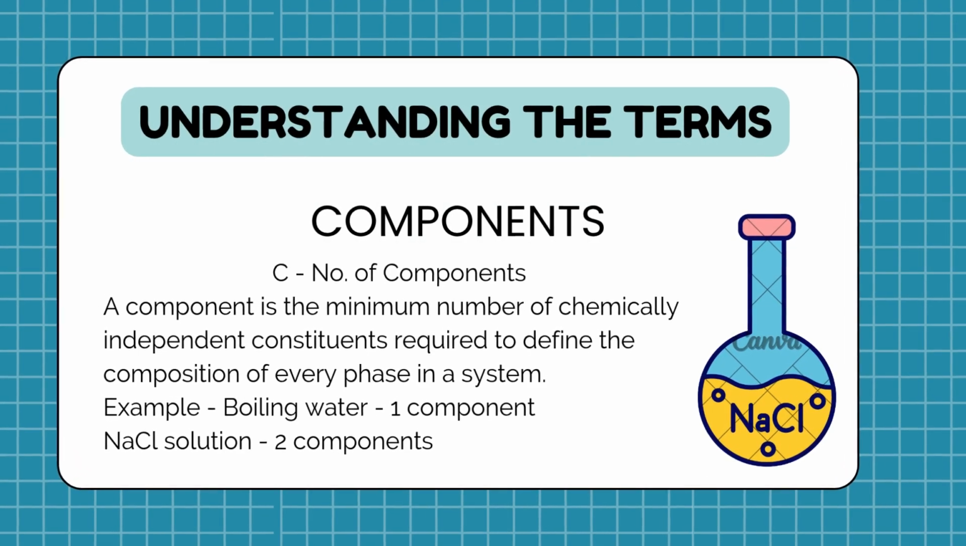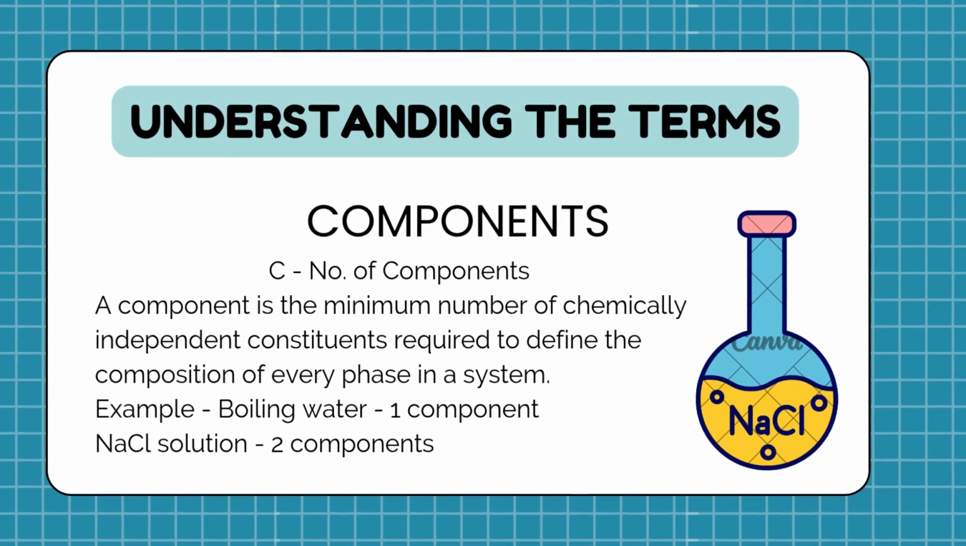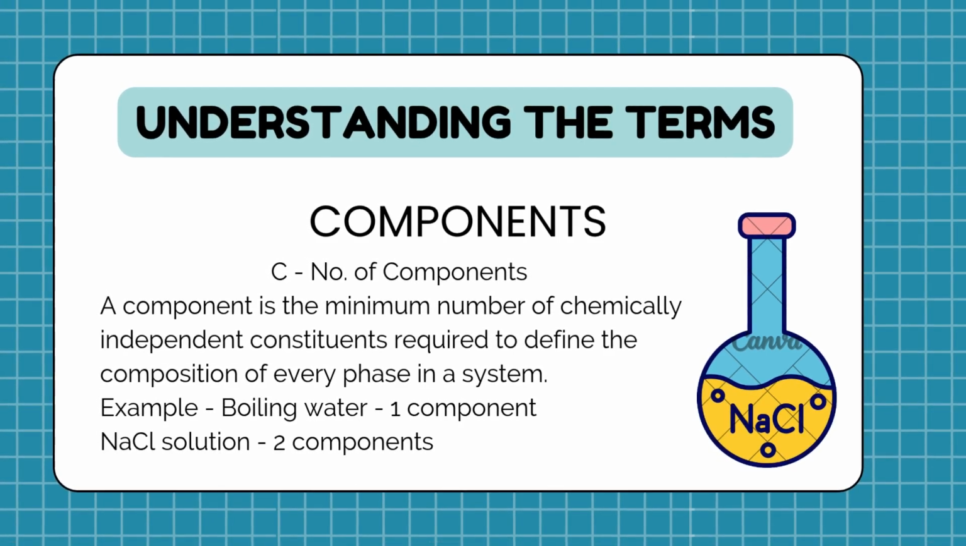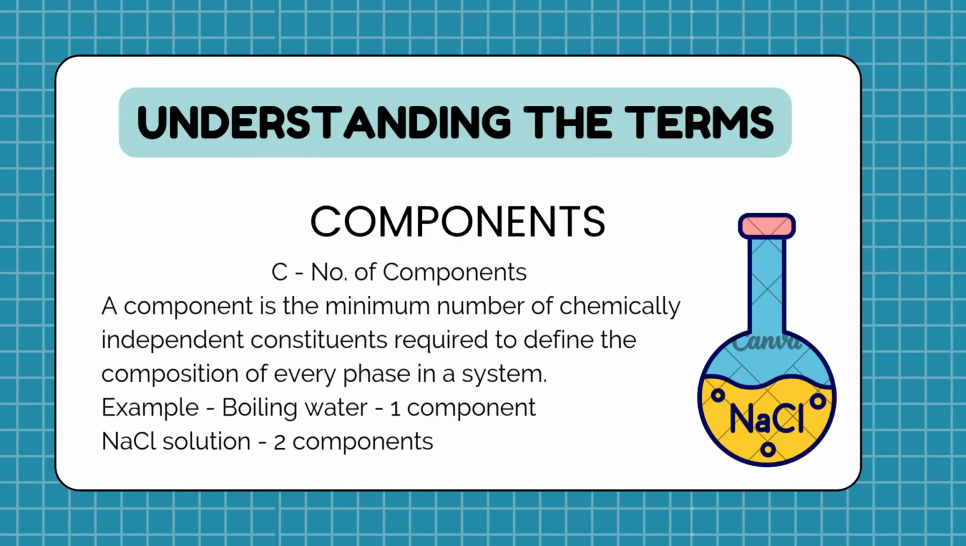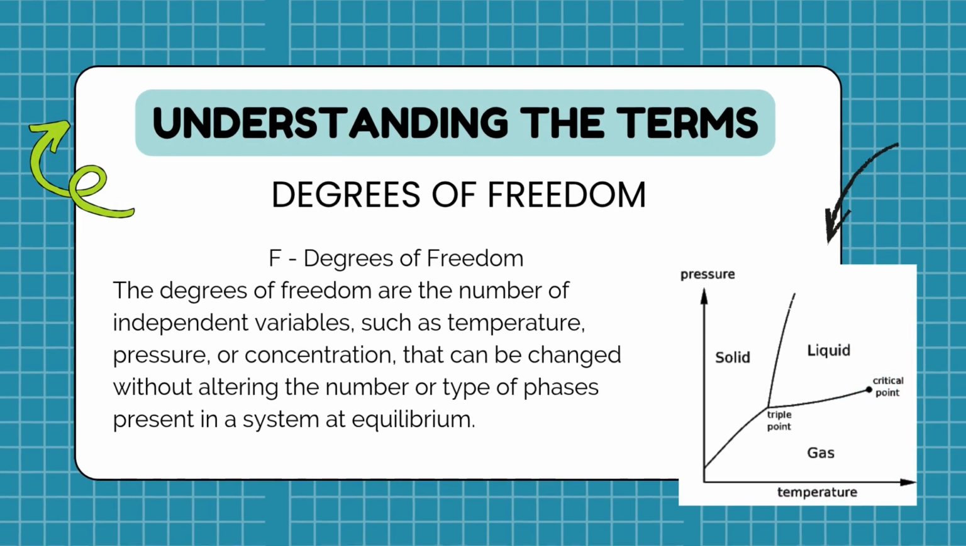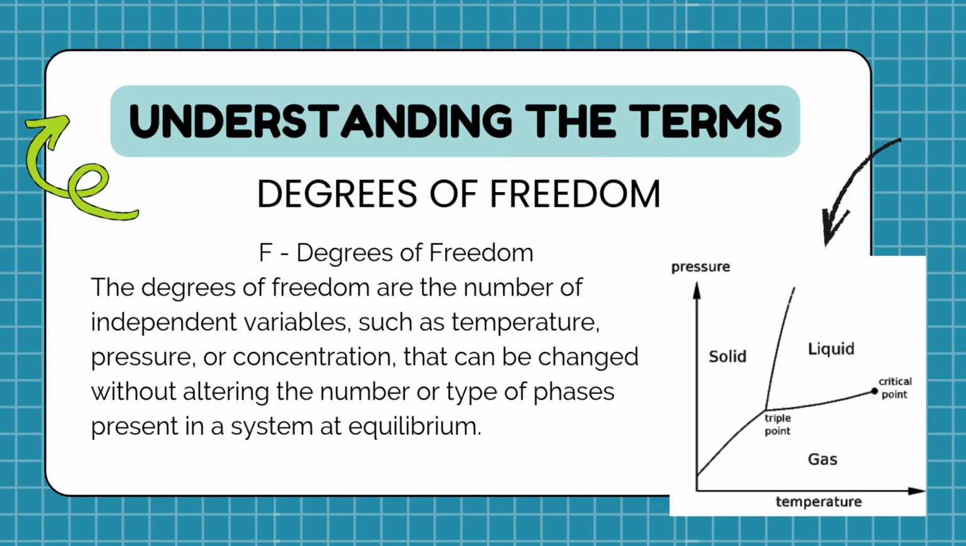Next up, we have components. A component is the minimum number of chemically independent constituents required to define the composition of every phase in a system. For example, boiling water has one component since there is only one chemical component, H2O, even though there are two different phases, the liquid phase and the vapor phase. While an NaCl solution, which is only one phase, has two components, which are two different chemicals, that is NaCl and H2O.